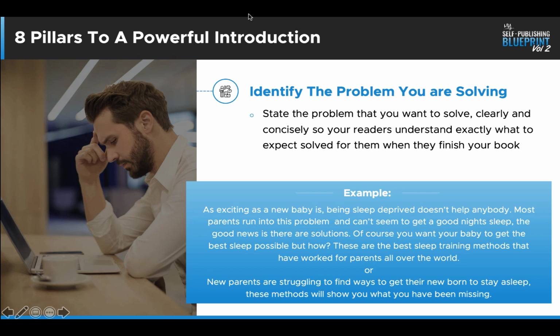As exciting as a new baby is, being sleep-deprived doesn't help anybody. Most parents run into this problem and can't seem to get a good night's sleep. Good news is there are solutions. Of course, you want your baby to get the best sleep possible, but how? These are the best sleep training methods that have worked for parents all over the world. Or new parents are struggling to find ways to get their newborn to stay asleep. These methods will show you what you've been missing.